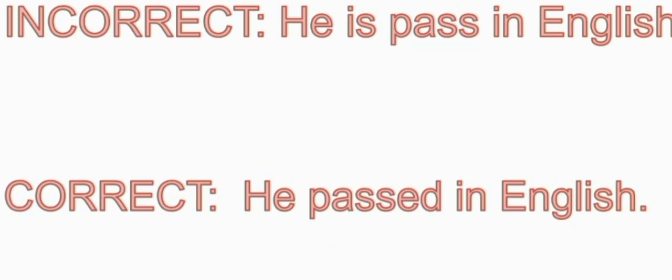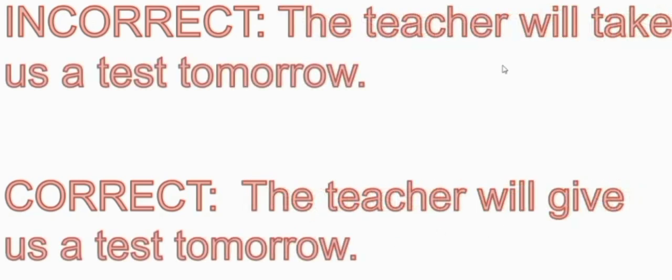"The teacher will take us a test tomorrow." This sentence is incorrect. This means that the teacher will write the test, which makes no sense. The students are going to take the test, and the teacher is going to give the test. So the answer is "The teacher will give us a test tomorrow." That means he will administer the test and students will write the test.